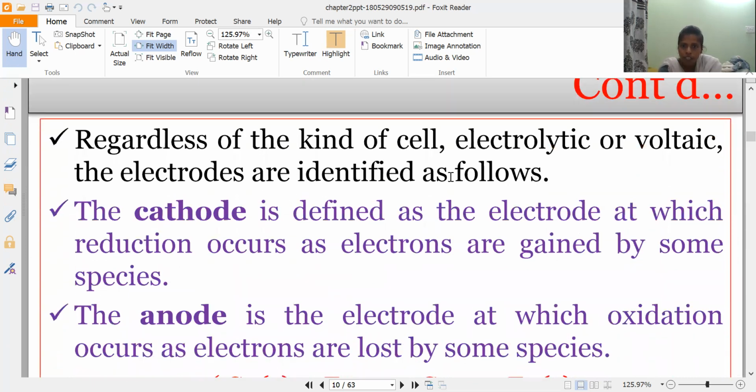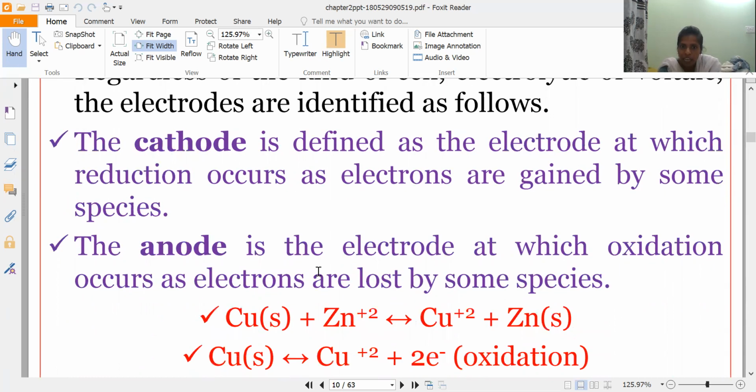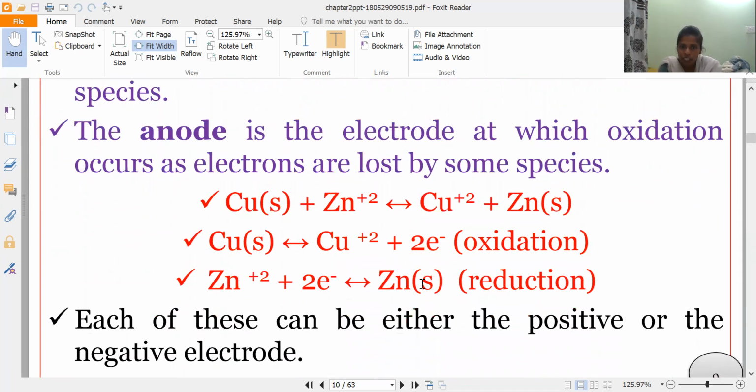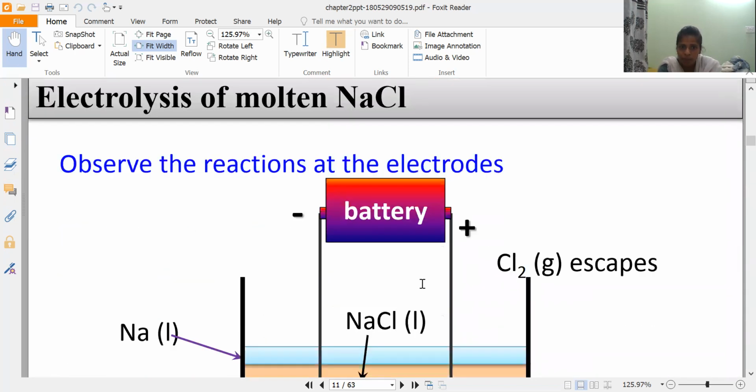Regardless of the kind of cell, electrolytic or voltaic, the electrodes are identified as follows. The cathode is defined as the electrode at which reduction occurs. The anode is the electrode at which oxidation occurs. So always at cathode reduction, at anode oxidation. Just remember easily, AN OX, RED CAT. Anode oxidation, reduction cathode. AN OX, RED CAT. So this we have already seen in the previous class.